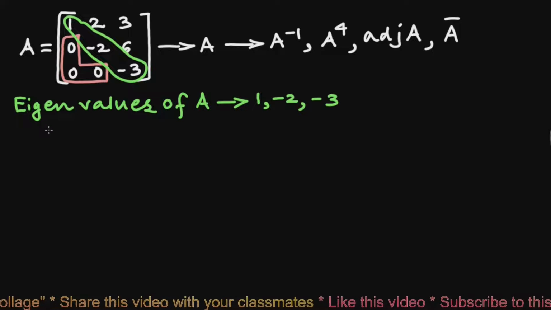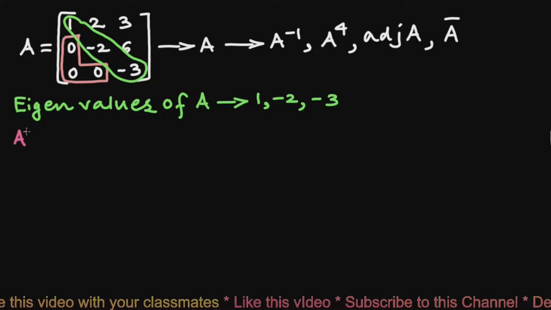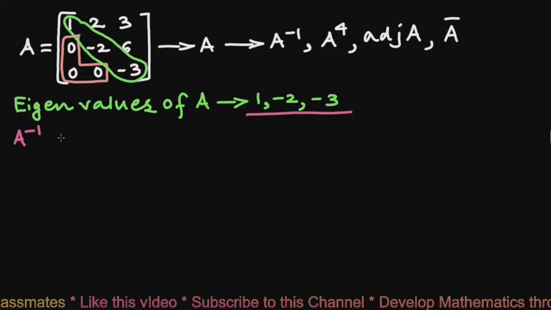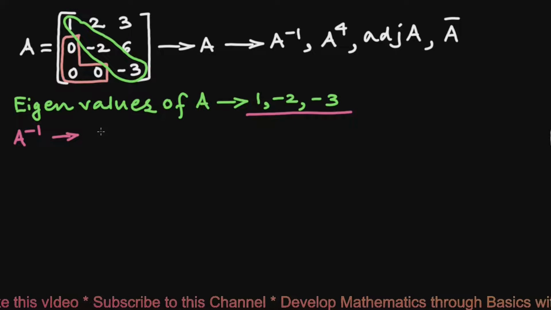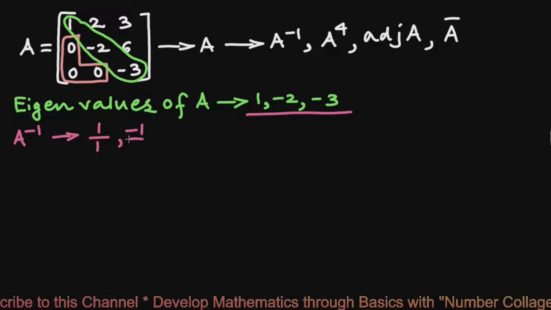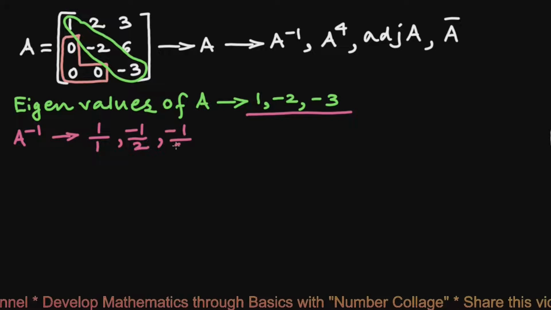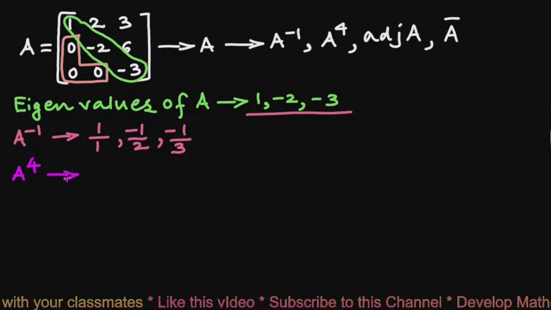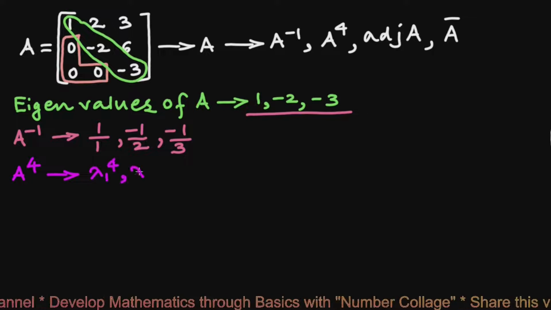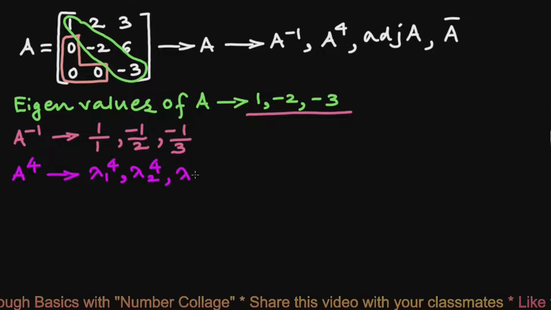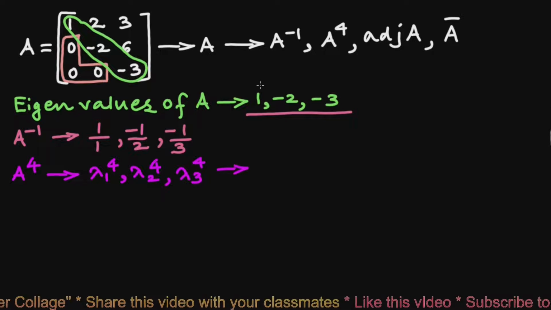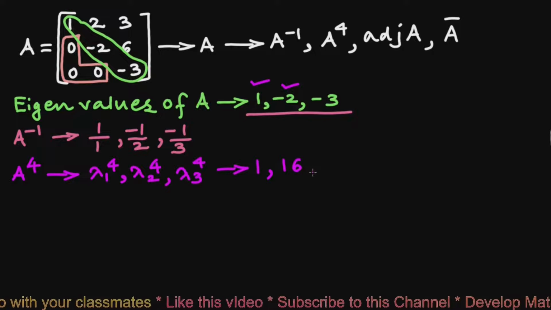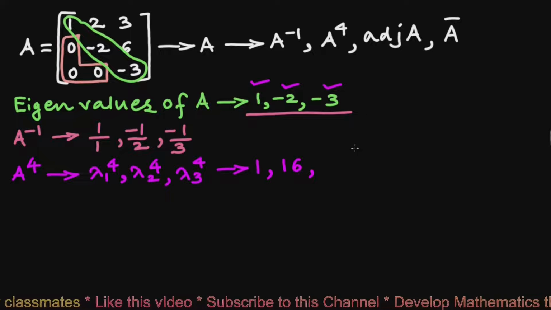We know that the eigenvalues of matrix A inverse are the reciprocals of the eigenvalues of matrix A. So, the eigenvalues of A inverse will be 1 by 1, minus 1 by 2, and minus 1 by 3. Next, the eigenvalues of matrix A power 4 will be lambda 1 power 4, lambda 2 power 4, and lambda 3 power 4. That will be fourth power of 1, which is 1, fourth power of minus 2, 16, and fourth power of minus 3, 81.